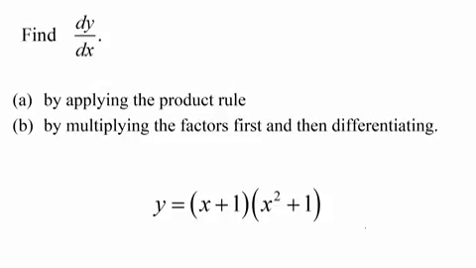Find dy/dx, A, by applying the product rule, and then B, by multiplying the factors first and then differentiating. So here's our function: y equals the quantity x plus 1 times the quantity x squared plus 1. First we'll use the product rule. So we'll think of this as being u, and we'll think of this as being v.